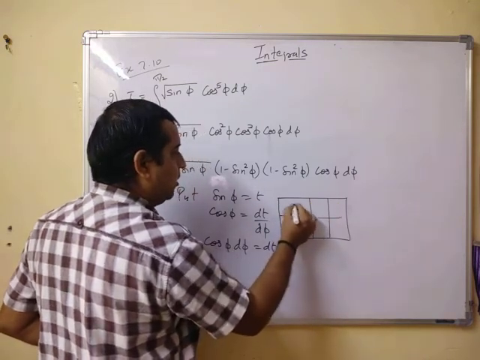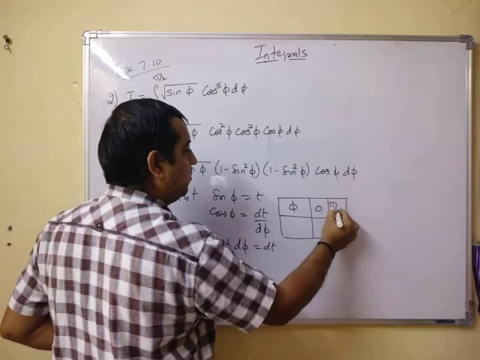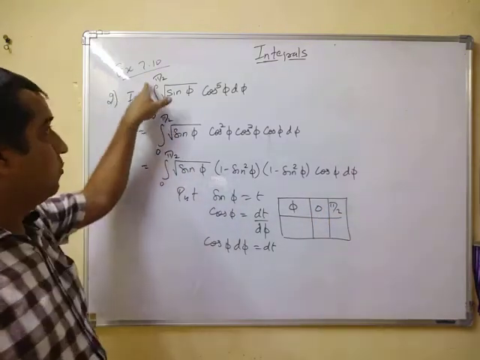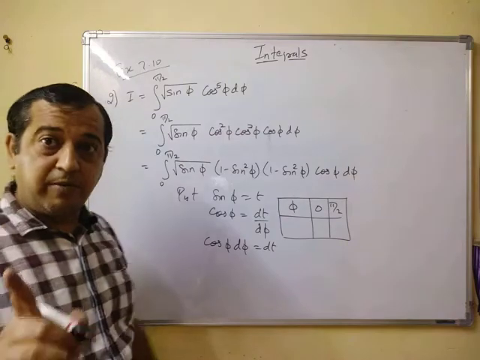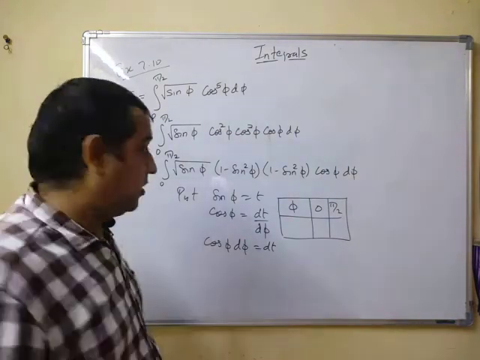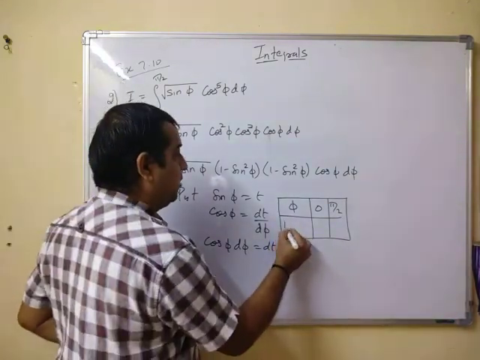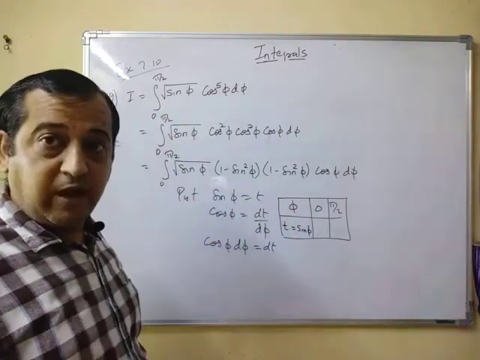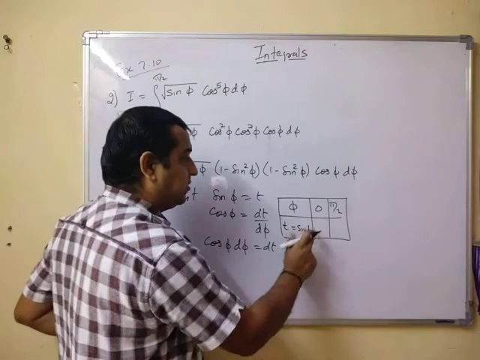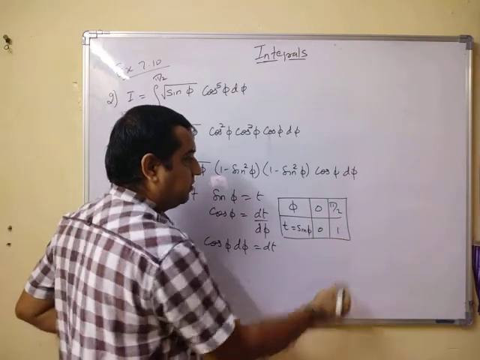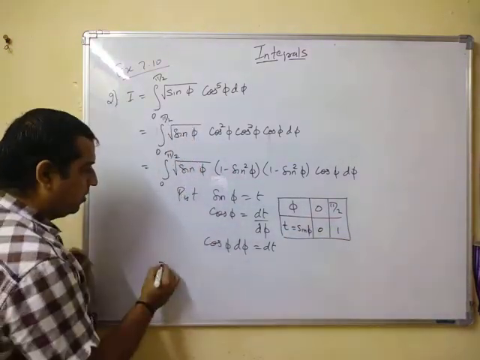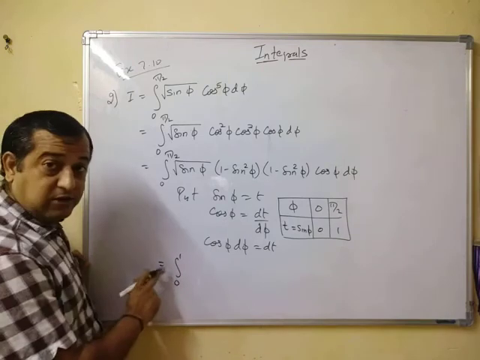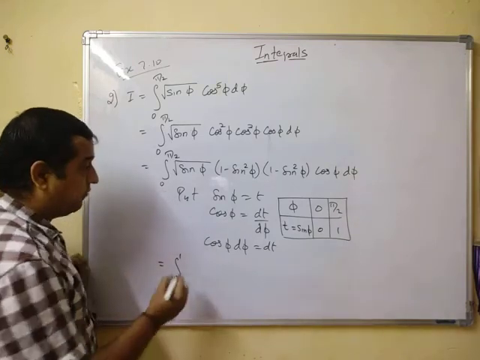Now see, here phi was having the limit 0 to pi by 2. These 0 to pi by 2 are the limits of phi, the variable which we were integrating initially. Okay, now we are taking a new variable, t is equal to sin phi. Now when phi is 0, sin of 0 is 0. When phi is pi by 2, sin of pi by 2 is 1. This gives you integral from 0 to 1. See the limits, 0 to 1. Now these are the limits of t.